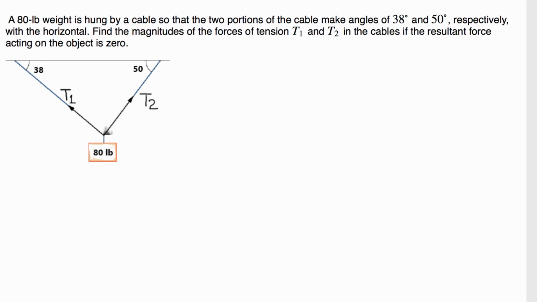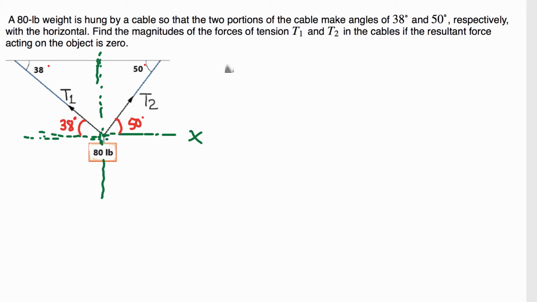Suppose this is the origin and we have the y-axis vertical and the horizontal x-axis. This is y, vertical, this is the negative side of x, and this is 50, meaning this angle is also 50 degrees. 38 degrees means this is also 38 degrees.